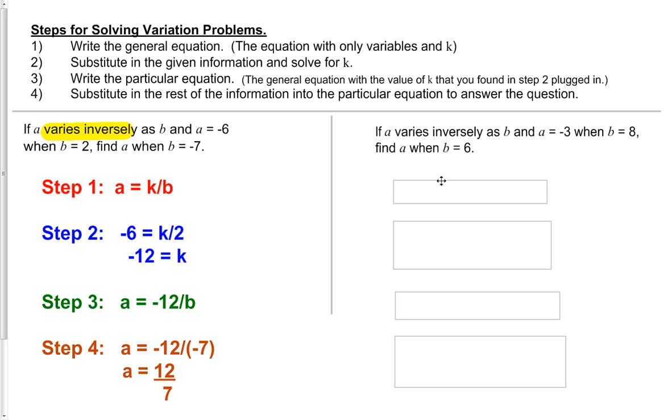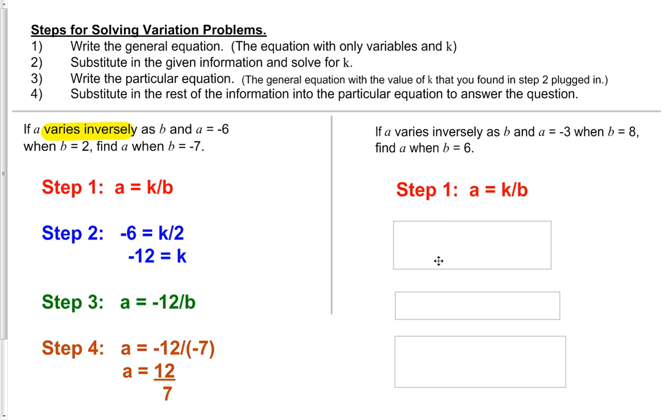Next example here says, if A varies inversely as B, well, right there we know that we're dealing with an inverse problem, so we can set that up with a general equation of A equals k over B again. So same variables A and B.